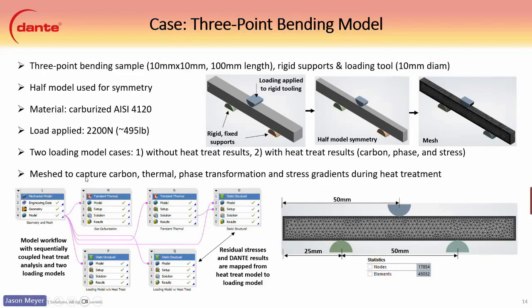The model workflow, again, is pretty similar to what we talked about earlier. We usually start with a carburization model and then map that carbon into the thermal model. And then that thermal model plus the carbon goes into the static structural model. And then one of them was run without heat treatment. And then that residual stress was mapped into the loading model for this one. So we have one without and one with heat treatment stresses.